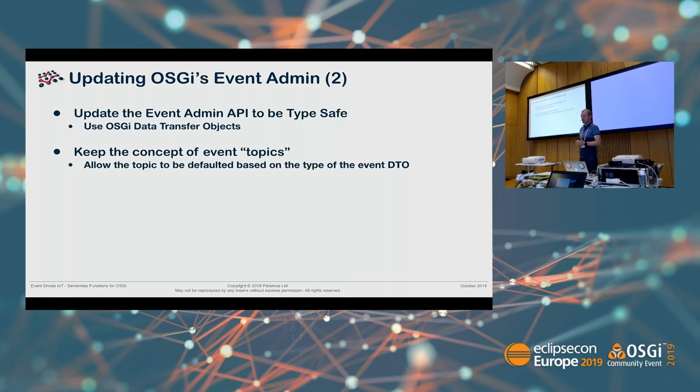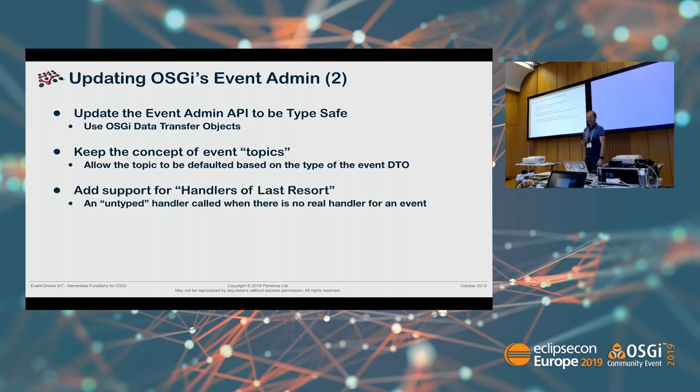We want to keep the concept of having topics, but we want to not always have to care about having to create a topic. In the old style event admin, the topic is really the thing that defines the schema of your event. It's the thing that tells you what you should expect to find in the map. We now have a type-safe thing that tells you what you're expecting to find, so if you don't have a specific topic, we should be able to default the topic based on the schema of the thing that we have. So based on the type name, for example, of this DTO, we can auto-generate you a topic repeatably that other people can listen to just by saying, I'm interested in events that have this schema.